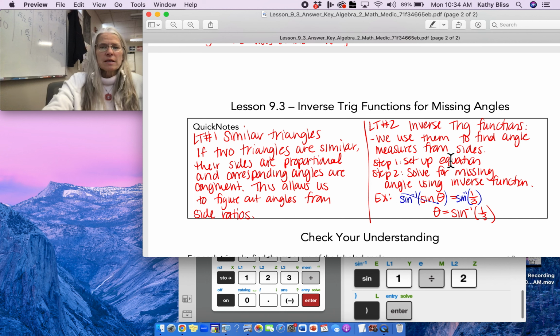The second learning target is this idea of inverse trig functions. We can use them to find angle measurements from sides. The first step is to set up the equation. Then we're going to solve for the missing angle using the inverse function. So if I know that the value of the sine is 1/3, I'm just going to use the inverse function to do sine^-1 of 1/3, and that's going to give me the angle measurement.